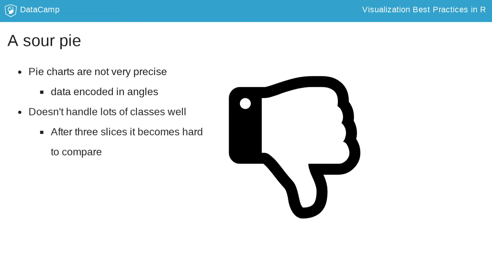Another issue is displaying a lot of classes. The first slice has a meaningful anchoring point, usually the vertical line at the top of the pie. But after one slice, the following slices start at arbitrary positions. Not only do viewers have to contend with angles, but offset angles. More than 3 slices and things get dicey.